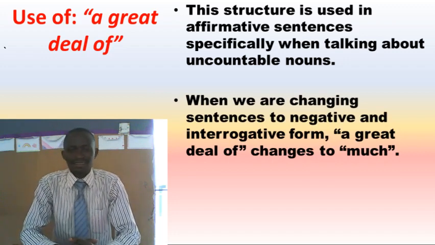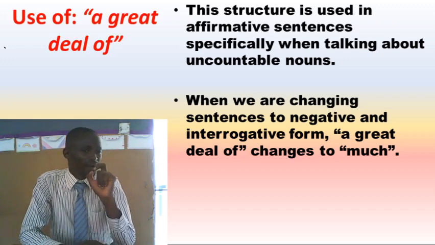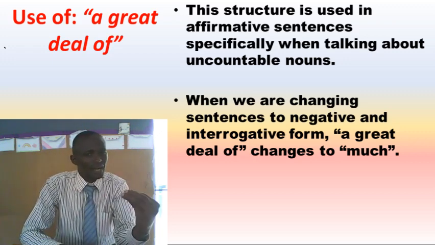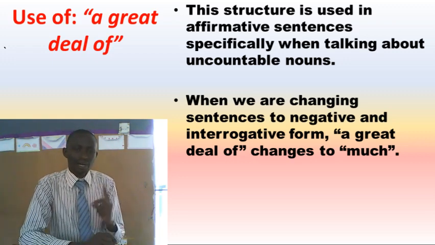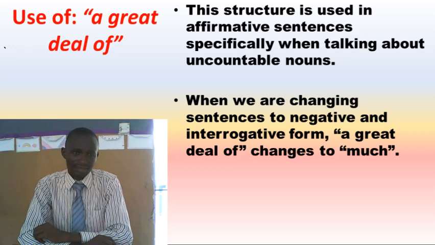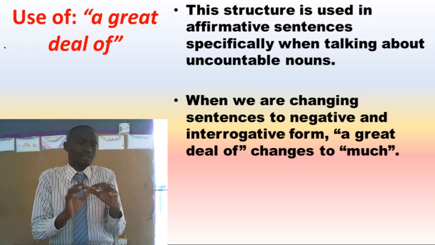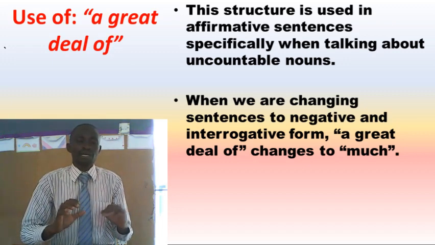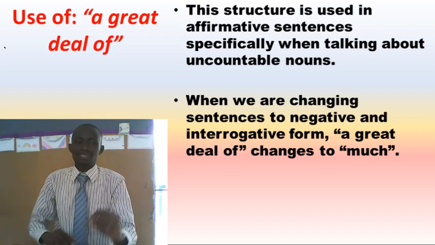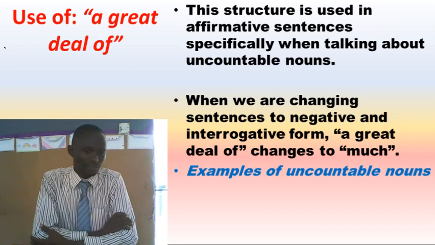We shall reach there. We also want to consider the usage of a great deal of. When we are changing sentences to negative and interrogative form, a great deal of changes to much. And remember, much is used with uncountable nouns. You can say, much sugar. Sugar is uncountable. Much money. Much honey. Much salt. So such words are the ones we want to learn today. Where we use much, it means we're using it in a negative form or in a question form. And when we want to convert that sentence to a positive sentence, we want to speak out our minds. Therefore, much will change to a great deal of. So, let's have examples of uncountable nouns, my friends. I've already mentioned a few. Can you give some four?